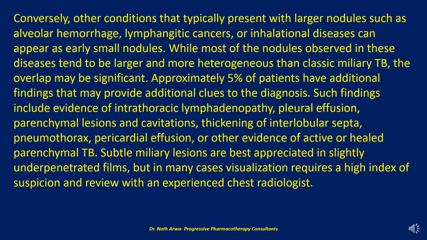Such findings include evidence of intrathoracic lymphadenopathy, pleural effusion, parenchymal lesions and cavitations, thickening of interlobular septa, pneumothorax, pericardial effusion, or other evidence of active or healed parenchymal TB. Subtle miliary lesions are best appreciated in slightly under-penetrated films, but in many cases visualization requires a high index of suspicion and review with an experienced chest radiologist.